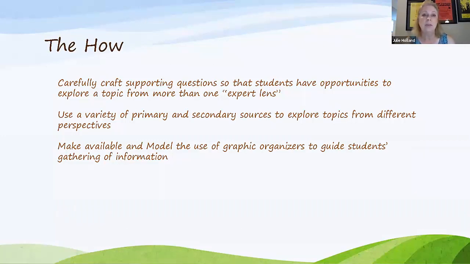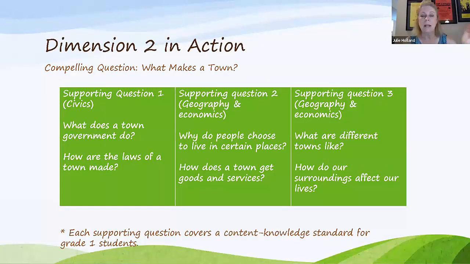So again, if you look at that Dimension 2 section, here's a compelling question that's actually from the Young Citizens program. This is, what makes a town? All right, that's our compelling question. We have supporting question number 1 that requires our students to think about civics. They have to think about what a town government does and how laws are made. The second supporting question is all about geography and economics. Why do we choose to live in a certain place?